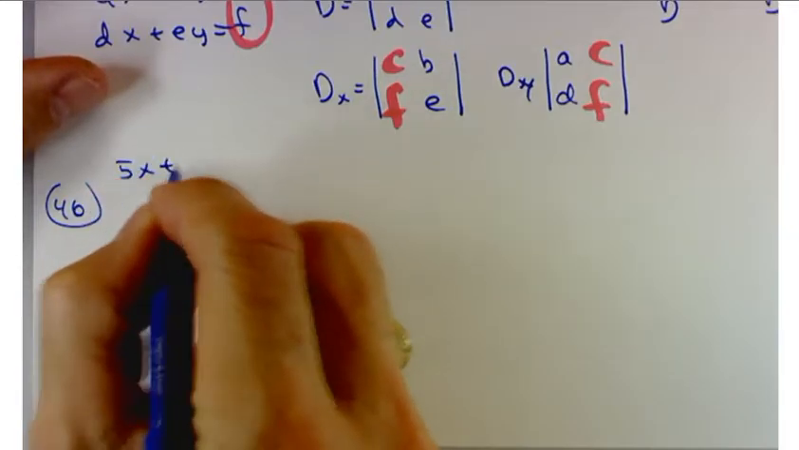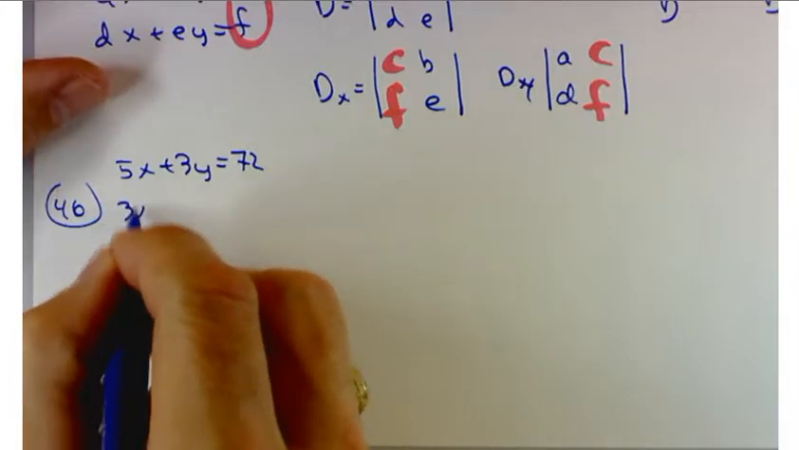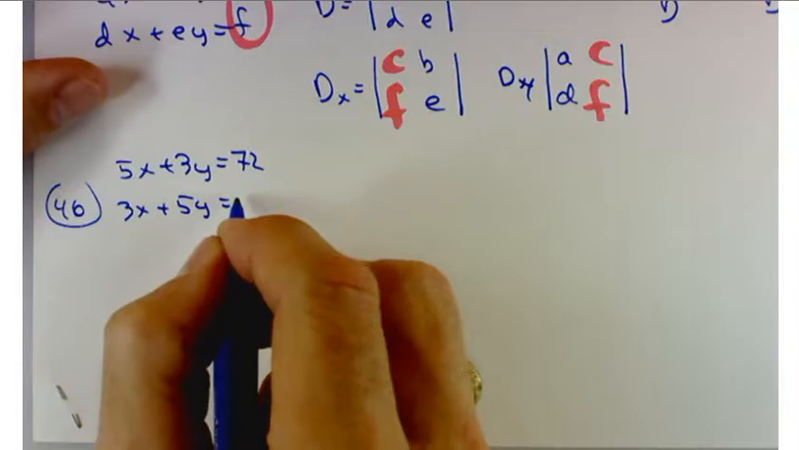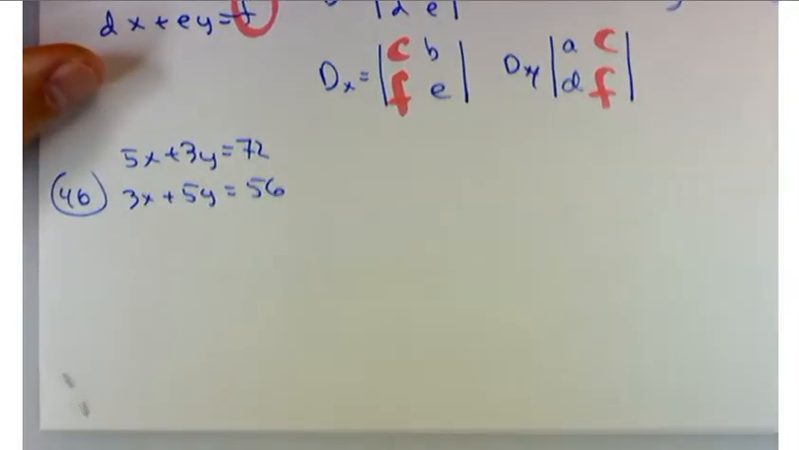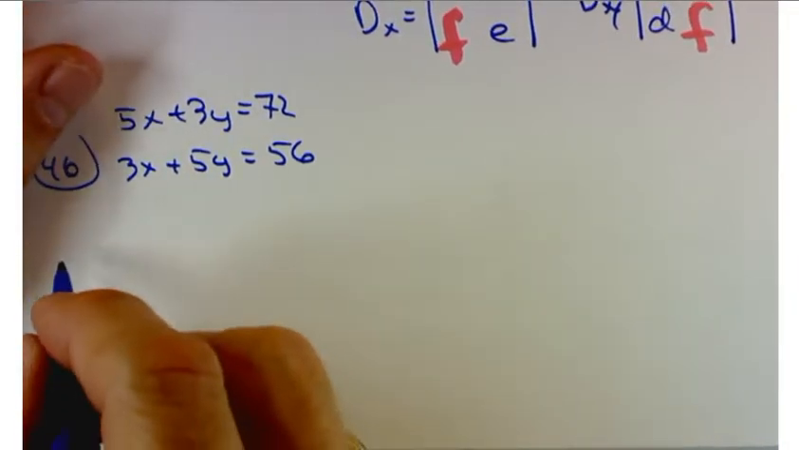5x plus 3y equals 72. 3x plus 5y equals 56. Not exactly a really friendly problem to solve by hand. You could use elimination or substitution. Substitution would require using fractions. Elimination would require multiplying both equations by something and then adding them together. So, all right, let's give this Cramer's rule a shot.